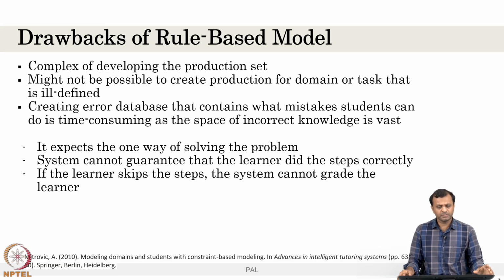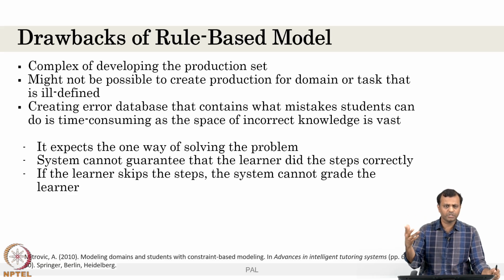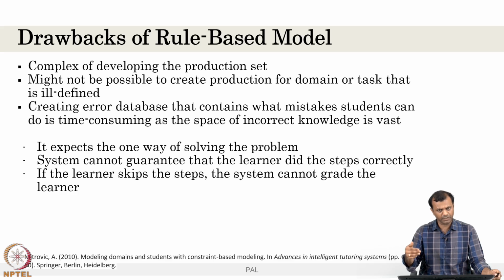So the rule-based model expects you to solve a problem by one particular method. If the student wants to skip a couple of steps, it's not possible. And the system cannot guarantee the learner did the steps correctly or wrong. It checks whether the learner entered the answer or not, but how he did it is not even considered. So the system wants the learner to solve exactly the way the expert wanted the student to solve. If I want to skip steps and give the right answer, the system will not accept it.